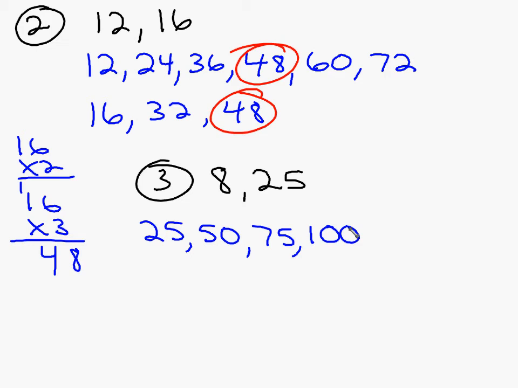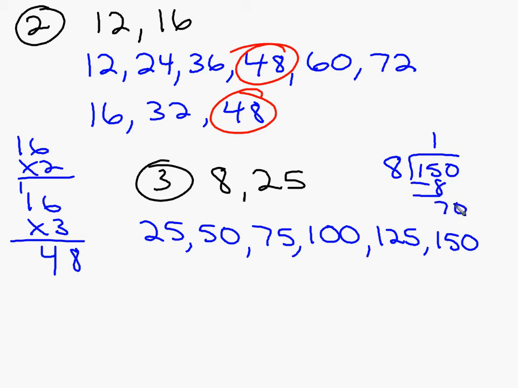Will 8 go into 100 evenly? Not if you know your times tables. What's 8 times 12? 96. So 8 will not go into 100 evenly, so I got to keep going. 125, 8 won't go into that because it's odd. 150, will 8 go into that? Well, if you're not sure, couldn't you come up and do a quick little division problem? And that's one way you could do it. Nope, it will not go evenly. I mean, I can do the division, but it won't go evenly. Then I have 175, and then I have 200.